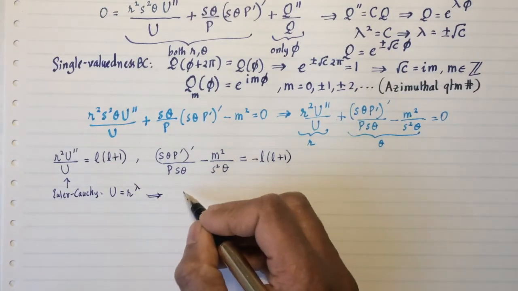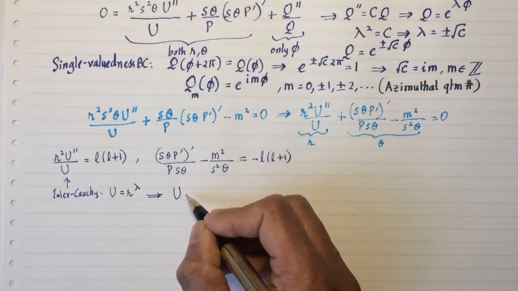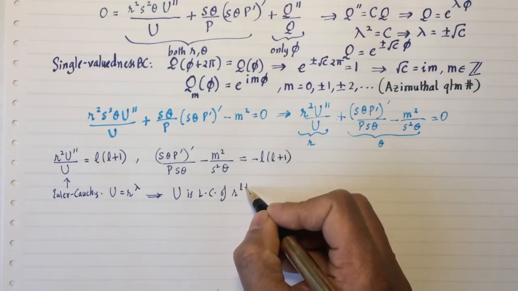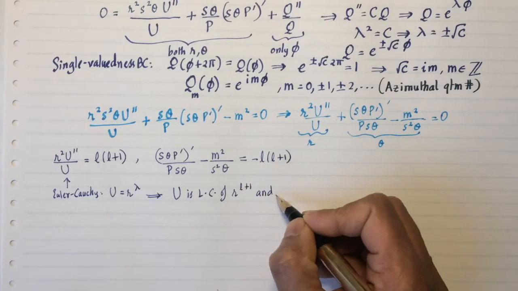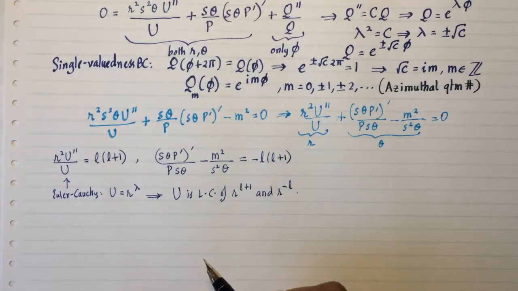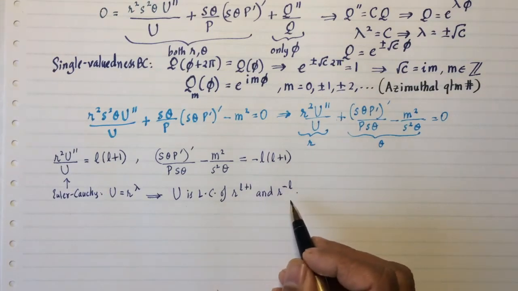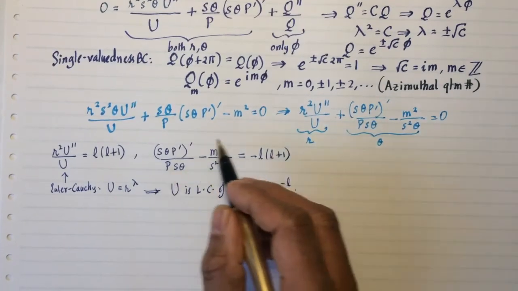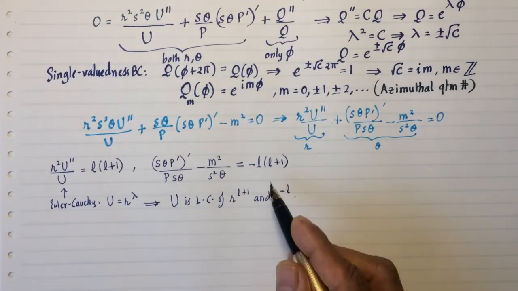If you work this out, you'll end up getting u is a linear combination of r to the L plus 1 and r to the minus L. Depending on what your asymptotics are going to be, you will choose one or the other. If you want your polynomials at infinity, you will choose this. I said polynomials because this is going to give us the Legendre polynomials very soon.